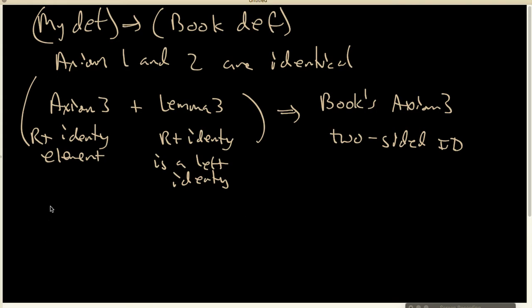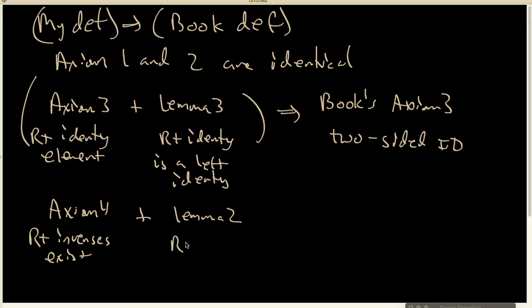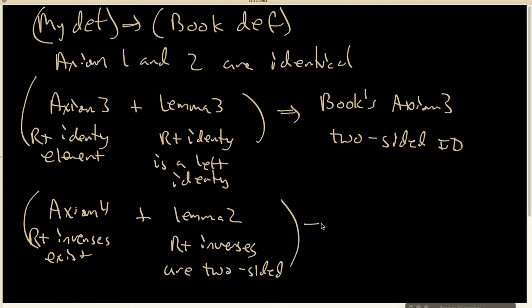So with our lemmas, my definition of group will give us axiom 3 in the book's definition. Well, if we look at axiom 4 in my definition, which is about right inverses existing, and we look at lemma 2, which says right inverses are two-sided, those two things together give us the book's axiom 4, which is that inverses are two-sided.